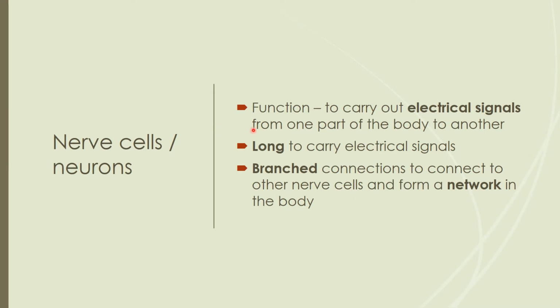So these are its adaptations. The function is to carry electrical signals from one part of the body to another. Long, to carry electrical signals. We have to carry them all through the body, so they have to be very long. Branched connections, to connect to other nerve cells and form a network in the body.